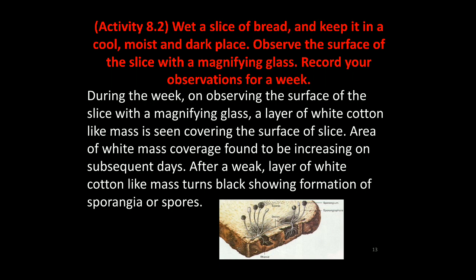Record during the week. Observing the surface of the slice with a magnifying glass, a layer of white cotton-like mass is seen covering the surface of the slice. The area of white mass coverage is found to be increasing on subsequent days. After a week, the layer of white cotton-like mass turns black, showing formation of sporangia or spores. This is called bread mold. It is a type of fungus.